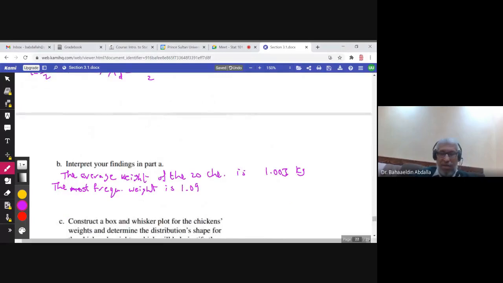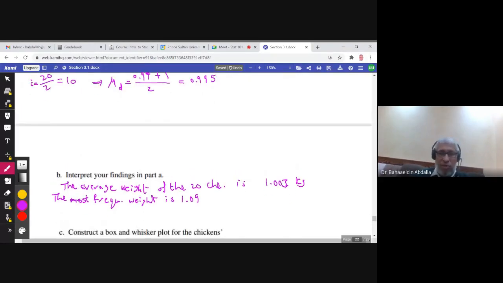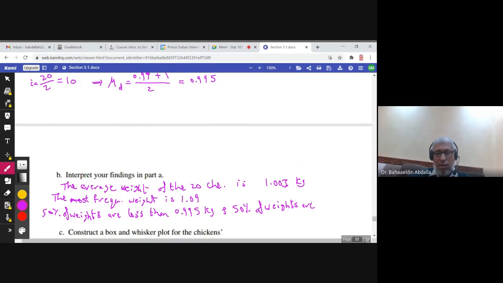To interpret the median, you can say 50% of the weights are less than 0.995 kilograms, and 50% of the weights are more than 0.995 kilograms.